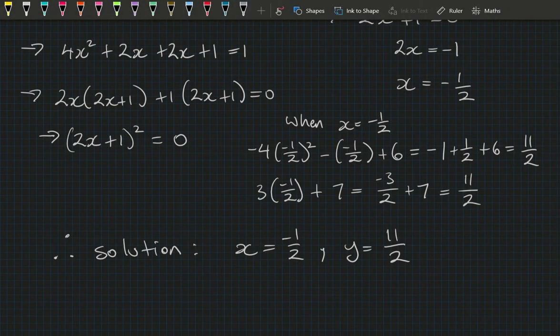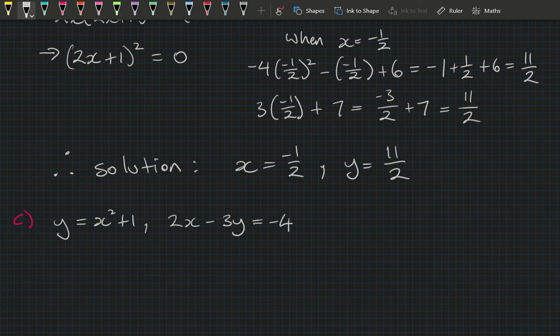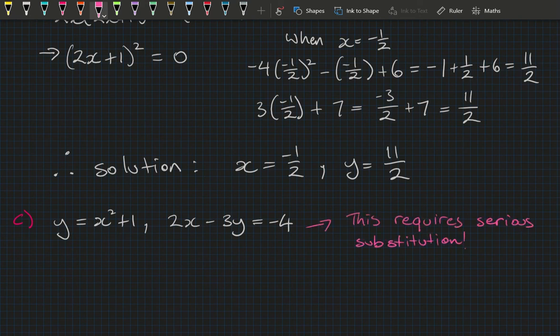Okay, so we're back in OneNote now, and let's get on to part C, where we have the quadratic y equals x squared plus 1, and the line 2x minus 3y equals minus 4. All right, so this is going to require some real substitution, eh? And so the way I'm going to do that is I'm going to write out the linear equation 2x minus 3y equals minus 4, and I've left a bit of room with the y there because I'm going to replace that, or substitute in, x squared plus 1 for y. Okay, because I've just used this other expression of y from the top and put it here in the bottom.